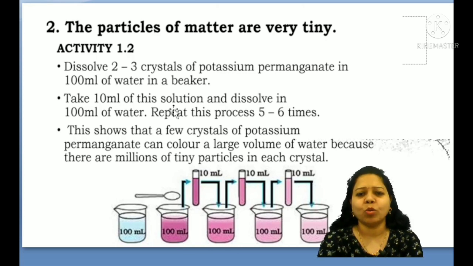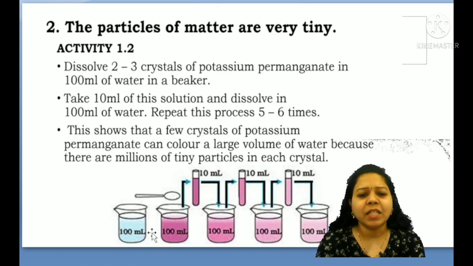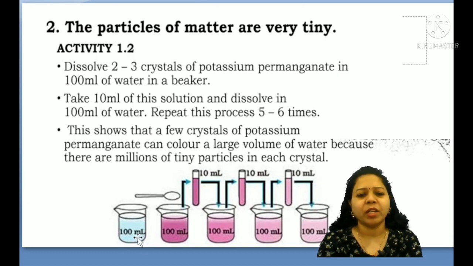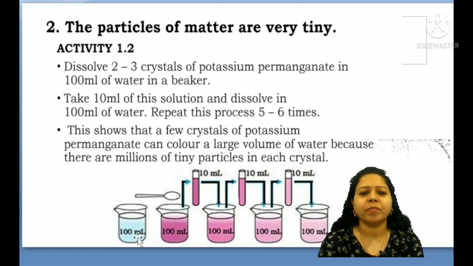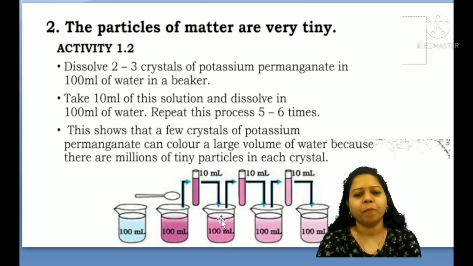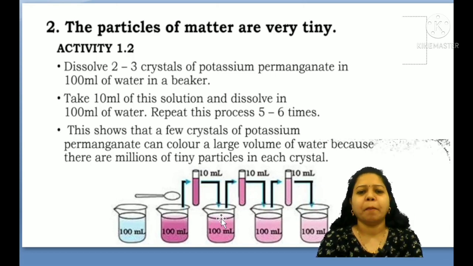Take 10 ml of this solution and dissolve it in 100 ml of water. Repeat this process 5 to 6 times. Which means, initially we are taking 100 ml water in a beaker, adding 2 to 3 crystals of potassium permanganate, and taking 10 ml of solution from that in a test tube. Again that 10 ml of solution we add into the next beaker, repeating this process by adding 100 ml water each time, 5 to 6 times.